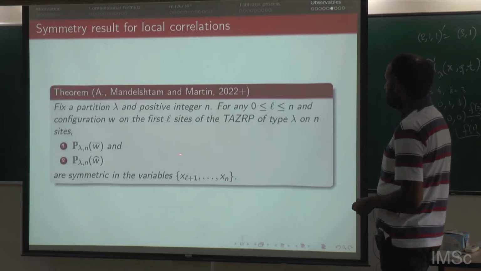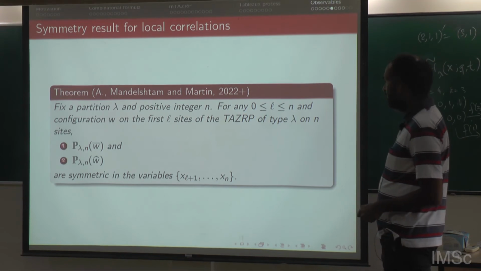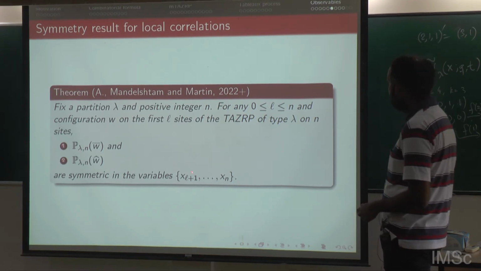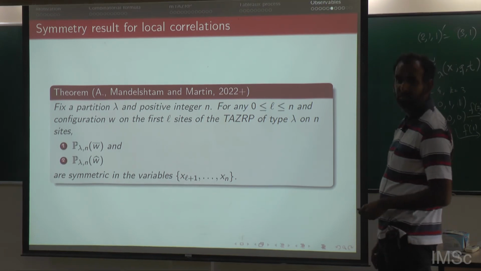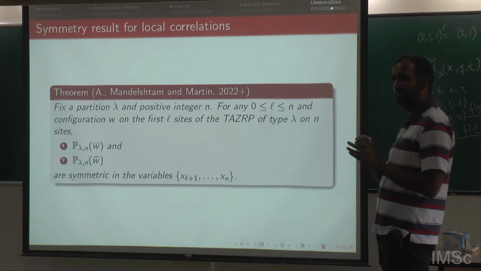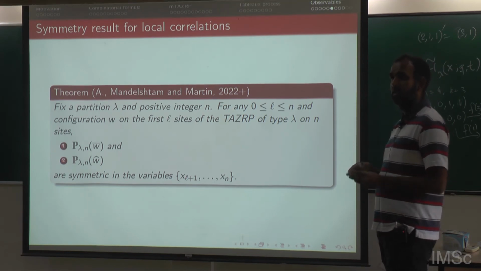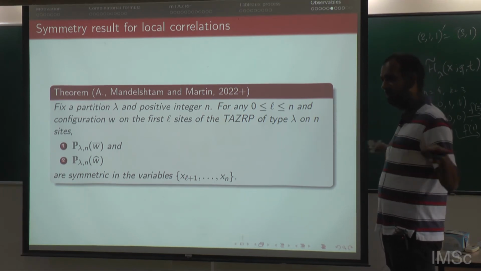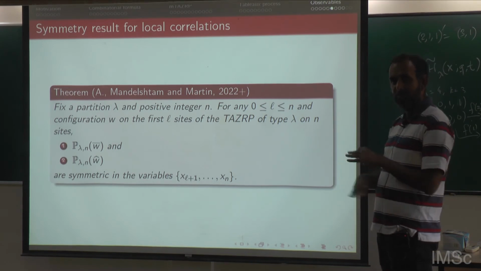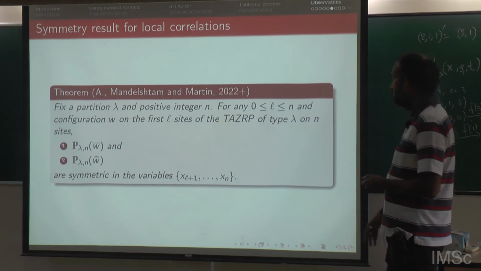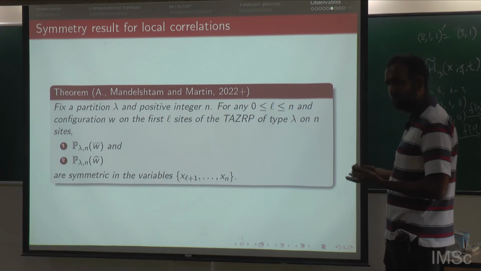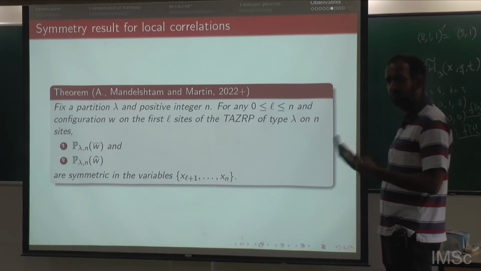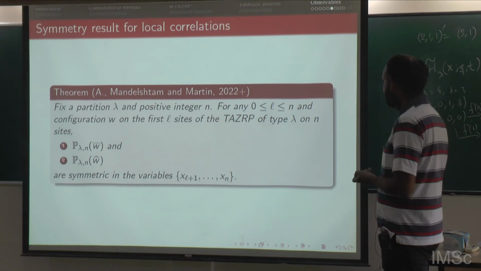And our theorem is that both of these quantities are symmetric functions of the other variables, xl plus 1 through xn. So they are not symmetric in x1 through xl. Of course, the denominator is always symmetric. It's a modified Macdonald polynomial. But the numerator will always be symmetric in xl plus 1 to xn. And to our knowledge, such a kind of symmetry result has not been observed.